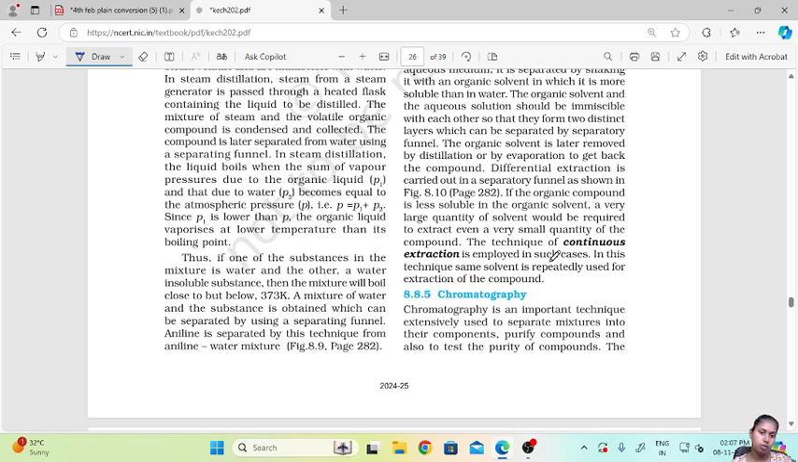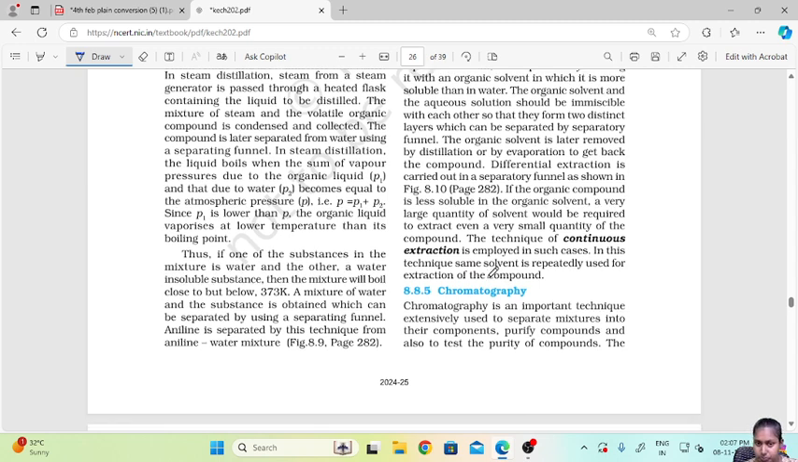You add little solvent, you mix it, you drain it. Again, you add a little more solvent, you mix it, you drain it. So a continuous extraction method is deployed here. In this technique, the same solvent is repeatedly used for extraction of the compound. So once you know that your compound dissolves in this organic solvent, but not completely, only partially, then you have to use that solvent for your continuous extraction.